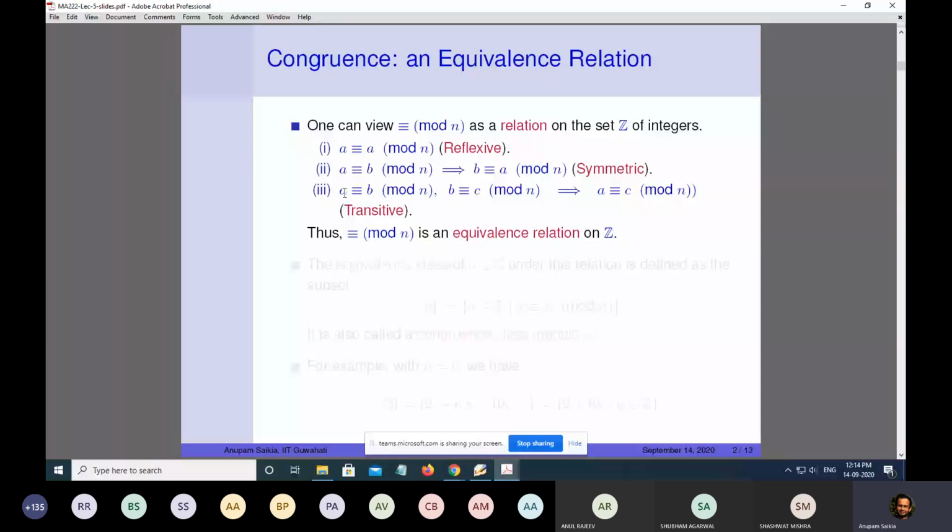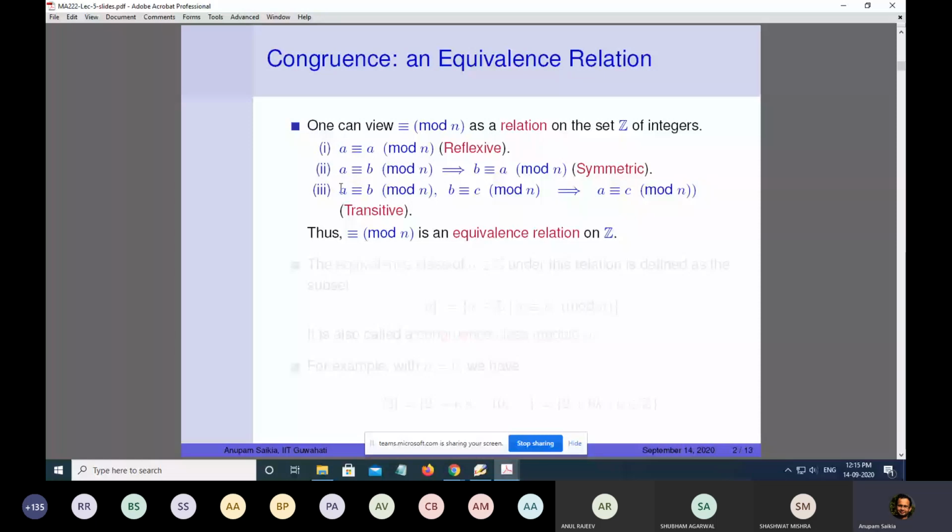For congruence, if the relation is congruence modulo n on the set of integers, then if a is related to b, that means n divides a minus b. And if b is congruent to c mod n, that means n divides b minus c. So n divides a minus b and n divides b minus c. So you add them, a minus b plus b minus c. So that means a minus c.